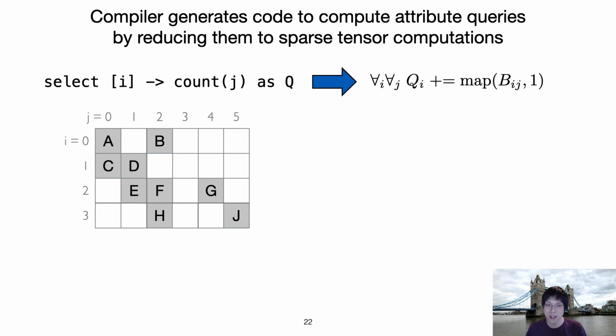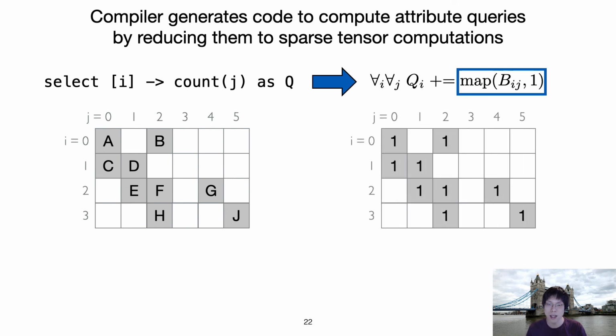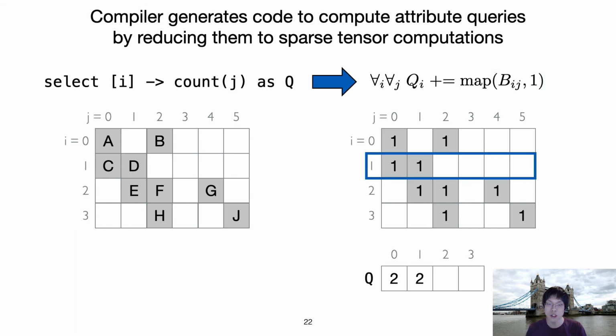Fortunately, it turns out that any attribute query can in fact be mechanically lowered to some equivalent sparse tensor algebra expression that computes the same result. Here we see, for instance, how a query that computes the number of nonzeros in each row of a matrix can be lowered to the expression shown on the right. At a high level, this expression first takes the input matrix and maps every nonzero to the constant 1. Then, simply by summing up each row of the transformed matrix, the expression computes the number of nonzeros in each row of the original matrix as desired.